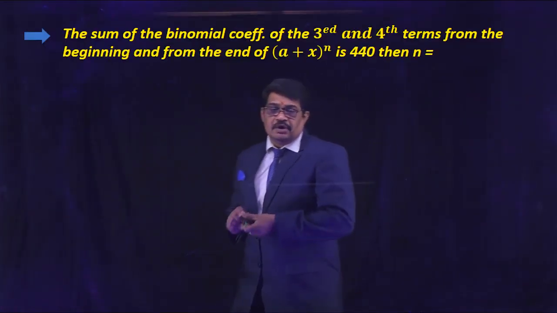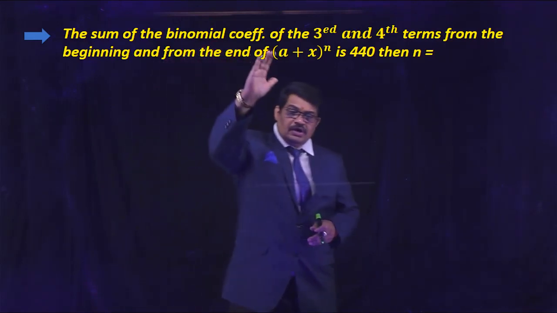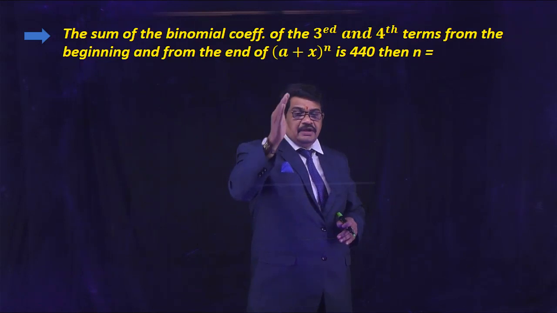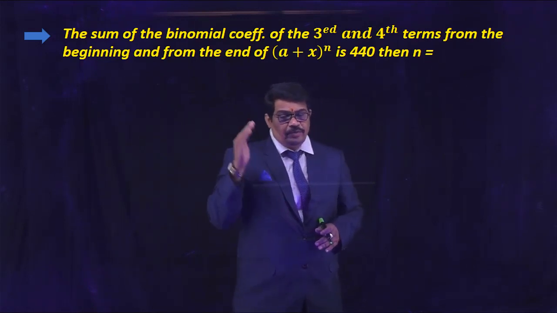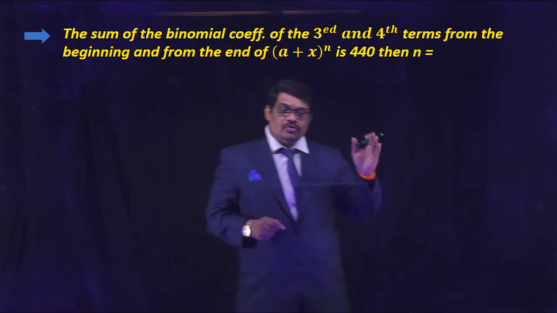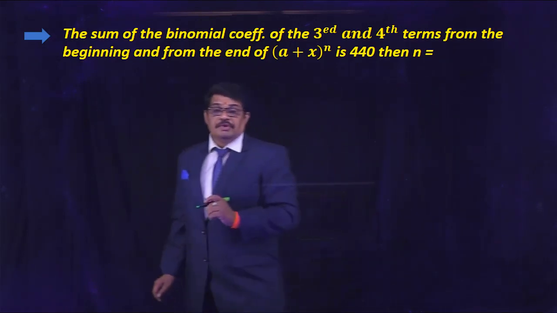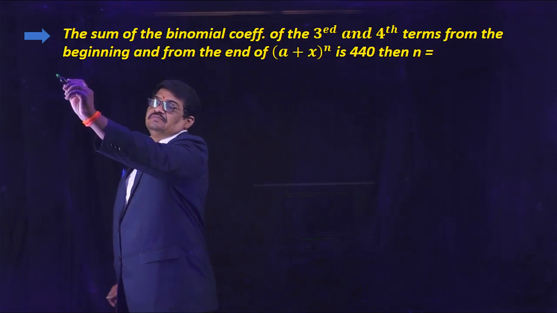Okay, the problem. The sum of the binomial coefficients of the third and fourth terms from the beginning and from the end of (a plus x) whole power n is equal to 440. Then what is the n value? So that is the problem here. See the solution.